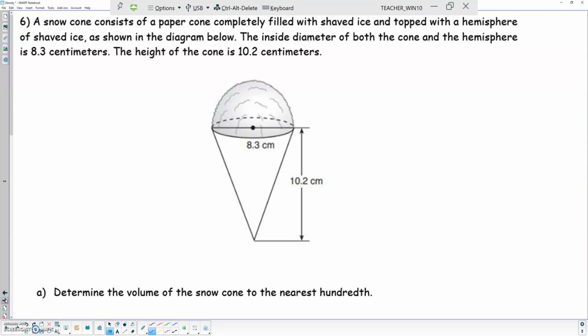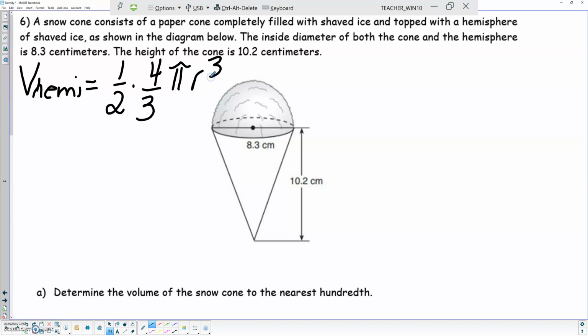All right, so for the snow cone, we have the hemisphere on top, and then we have the cone on the bottom. So I'm going to find the volume of the hemisphere first. So again, a hemisphere is half of a sphere. So that formula is 1/2 times 4/3 times pi r cubed. Okay, so they tell us that the diameter is 8.3. So that's going to mean that the radius is 4.15.